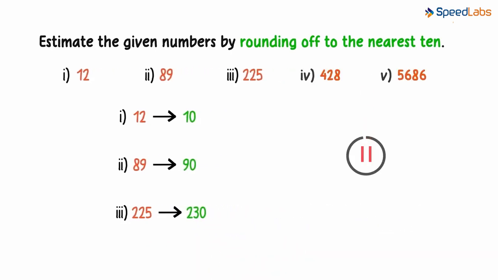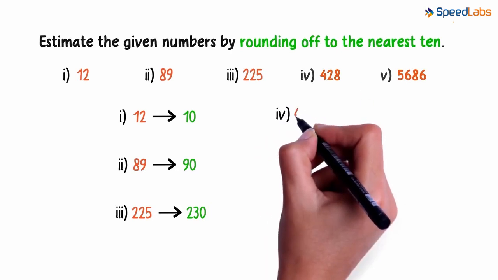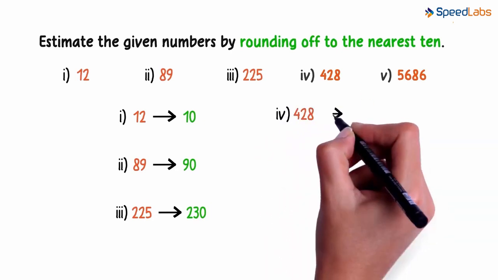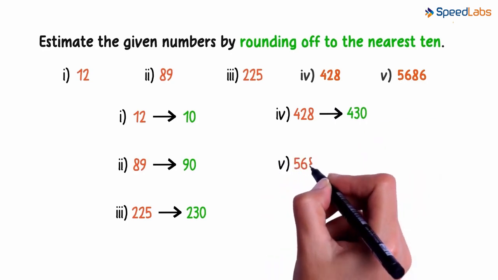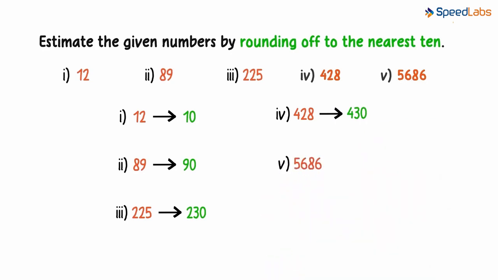Let's consider a few bigger numbers now. Estimation of 428 is 430. And that of 5686 is 5690.